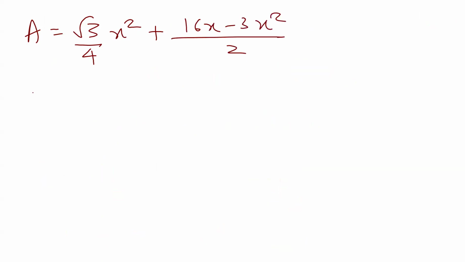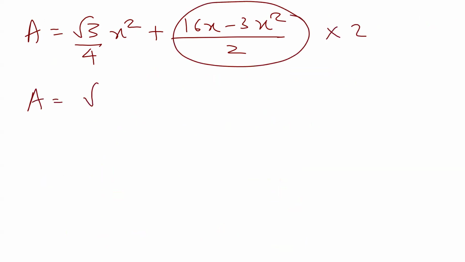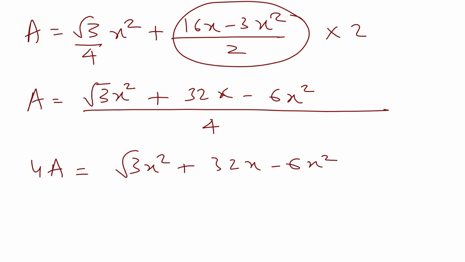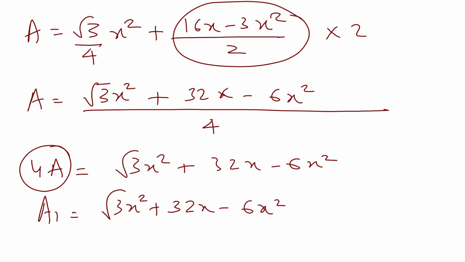Now again I'm going to take the LCM. I'll multiply and divide this with 2. So root 3 by 2 x square, and the common denominator will be 4, plus 32x minus 6x square. So 4A, where 4 is a constant, just shift it to the right hand side. Even if you don't shift, that's fine. Now let this be A1. So we have arrived at a function of x.